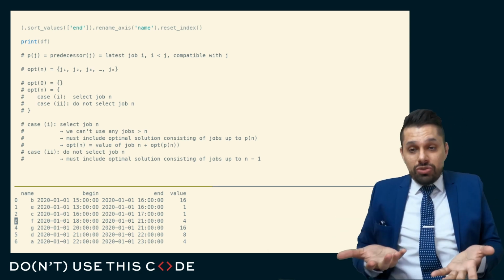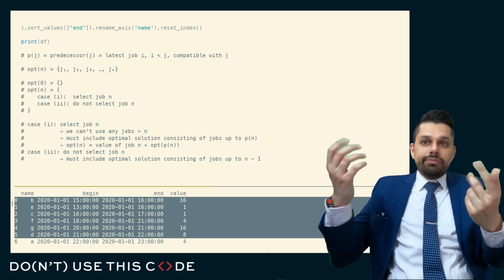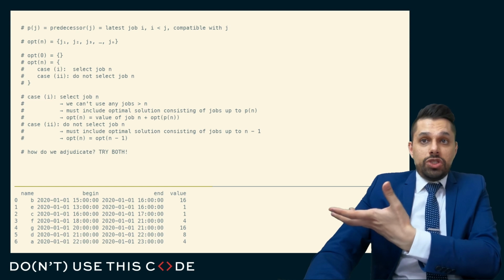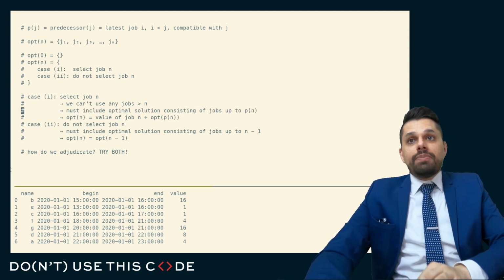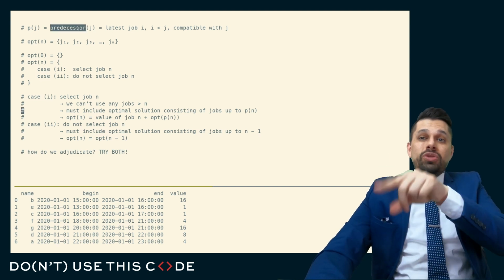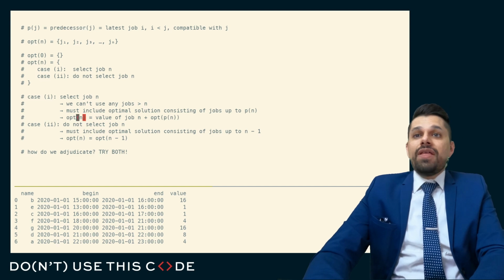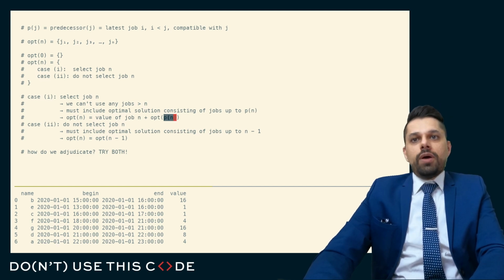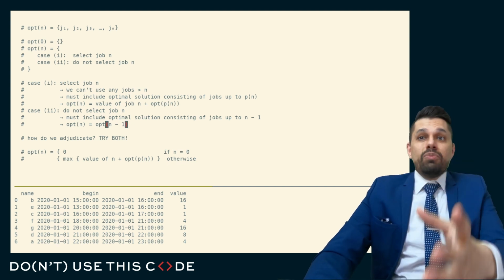If I don't choose that job, then I can decompose the problem to the problem ignoring that job. So we can see that in the cases. If I select the job, then I can't use any of the jobs that would be overlapping. Therefore, the optimal solution must be all the jobs up to this predecessor that I've identified, up to the latest possible job that could fit. My optimal answer is the value of the job that I chose plus whatever the optimum is for the next possible job I can choose from. If I don't select that, then my optimum is just to ignore it and move on.